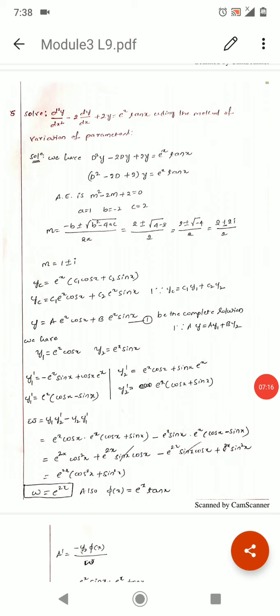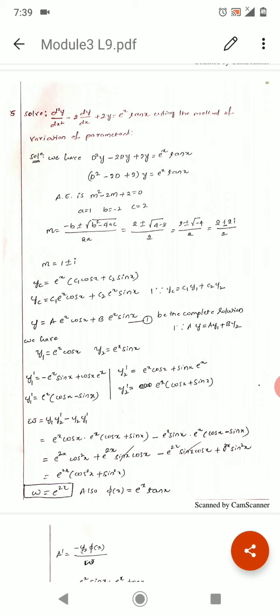d square y by dx square minus 2 into dy by dx plus 2y equal to e power x tan x. So in standard form, this given equation becomes (d square minus 2d plus 2) of y equal to e power x into tan x. So this is in the form f of d into y equal to phi of x. Here f of d is d square minus 2d plus 2, and phi of x is e power x tan x.